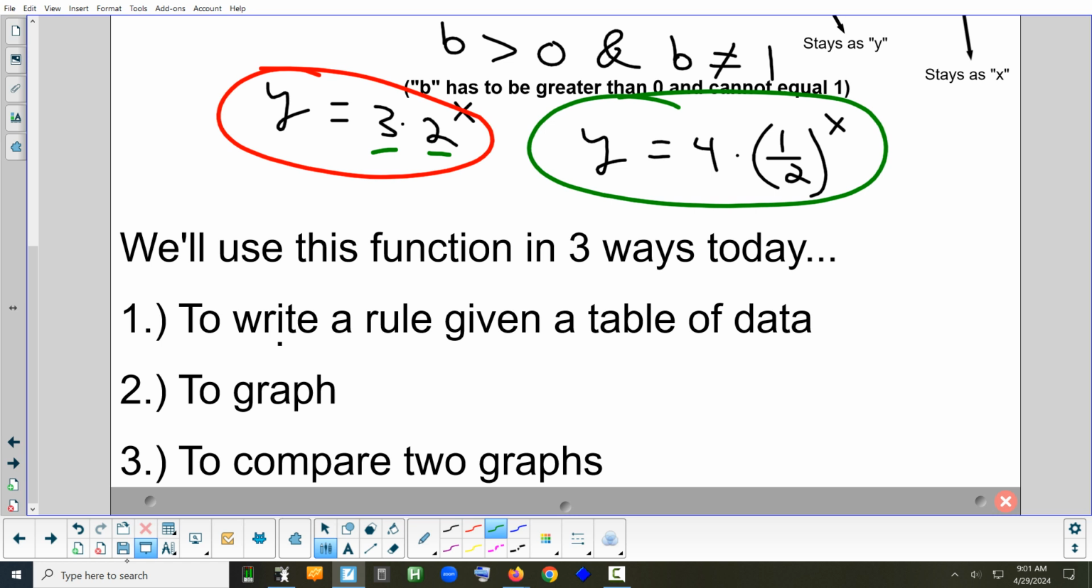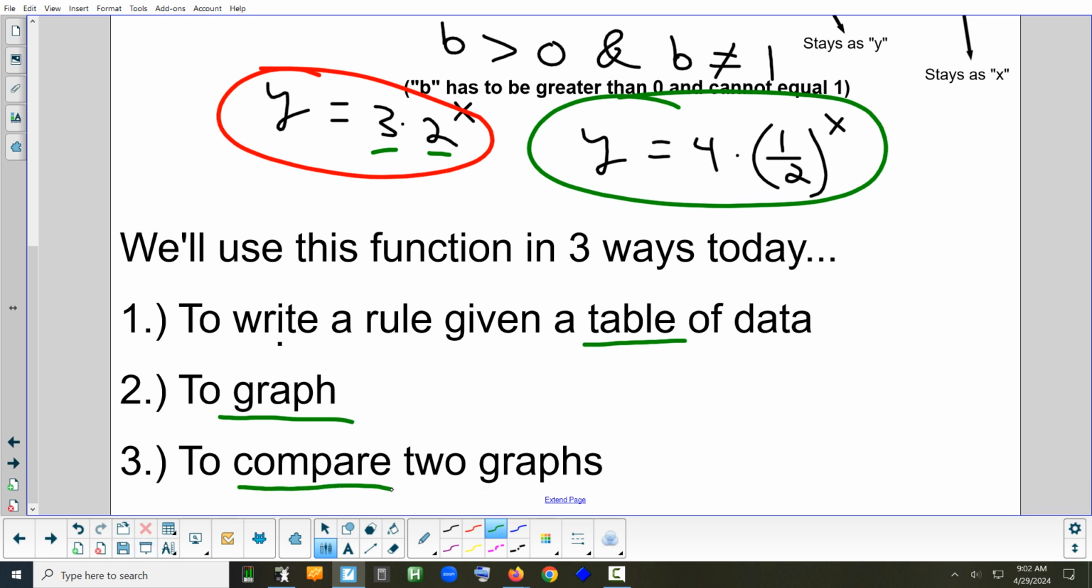All right, so we're going to look at writing these kinds of functions 3 different ways. I don't think this part's on your guided notes. So it's just the kind of examples that we're going to do. We're going to write a formula, basically, if I give you a table. Then we're going to look at doing some graphing, but we're going to do it on paper, not with a calculator. And then the last thing we're going to do is compare 2 graphs to each other. So we'll go through each type.